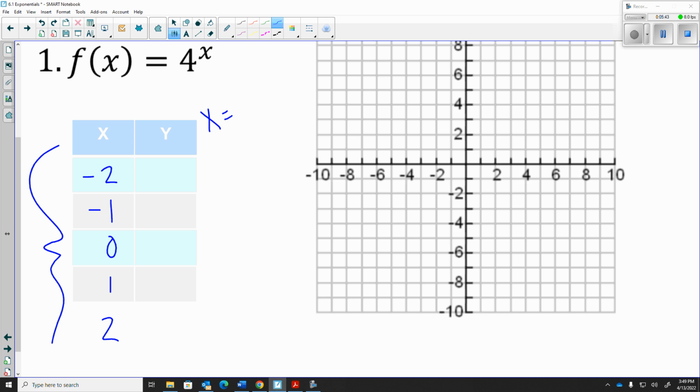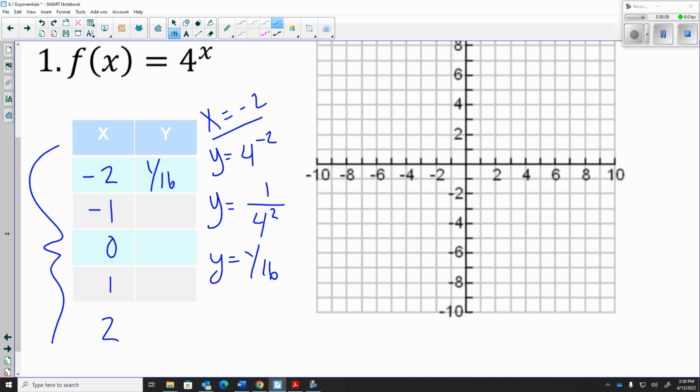-2 first. Well, that's going to be y equals 4 to the -2 power. Well, you got to think for a minute. What happens when you have a negative exponent? Yes, of course, it has to flip, right? So this is going to be y equals 1 over 4 squared, which is 1 over 16. Okay, so if I plug in -2, I get 1 over 16. And again, all I'm doing is plugging in these x values for x in my function. Okay, so that's what happens if I plug in -2.